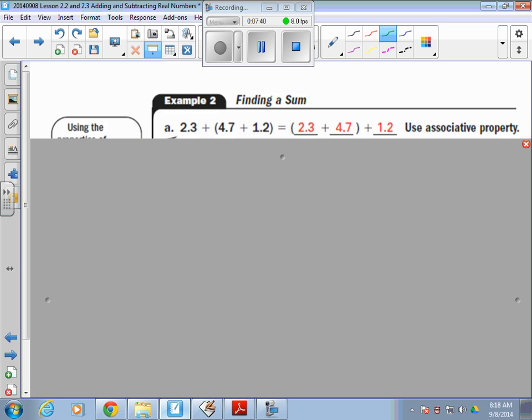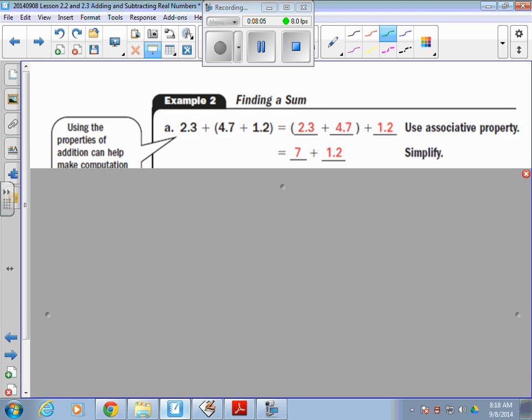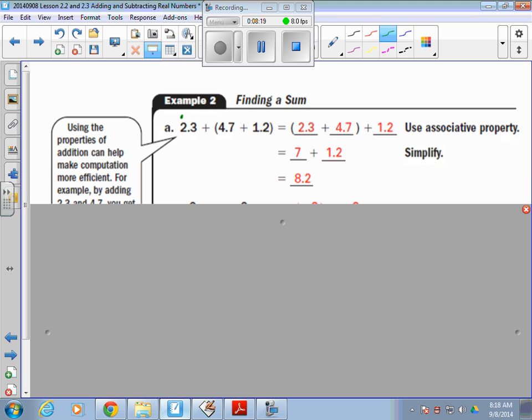Here's example number 2. It says finding the sum: 2.3 plus 4.7 plus 1.2. Notice we use the associative property and we associate 2.3 and 4.7 first. The reason we do that is because 7 and 3 give you the number 10 and it eliminates the need for those decimals. 7 and 3 give you 10. You carry a 1. 4 plus 2 plus 1 is going to be 7. So notice putting those two together first gives you the number 7. Then when you add 7 and 1.2, you get 8.2.